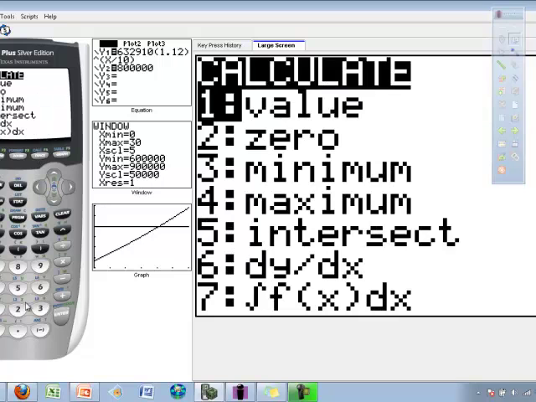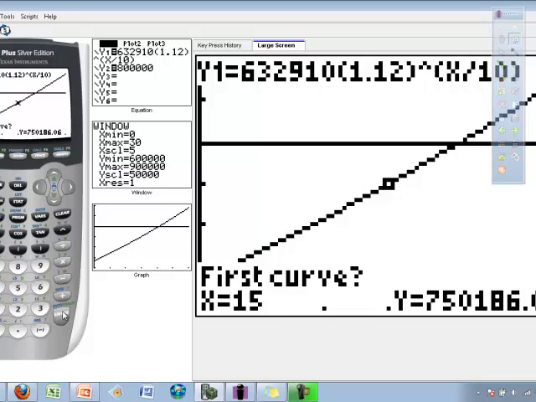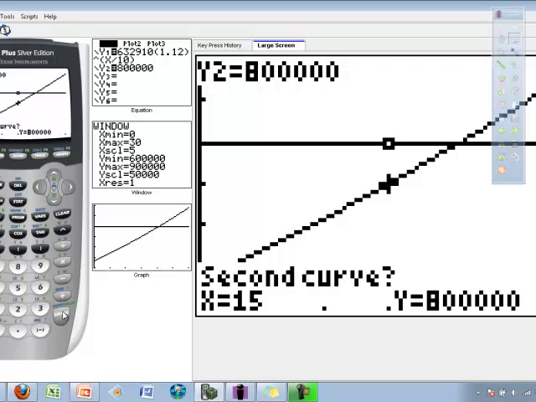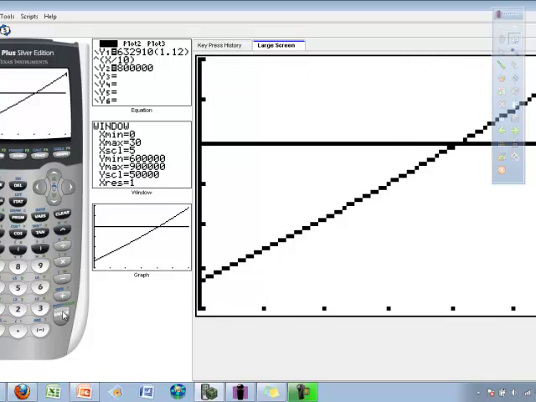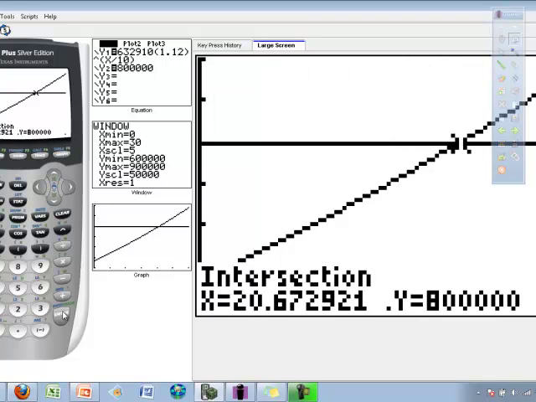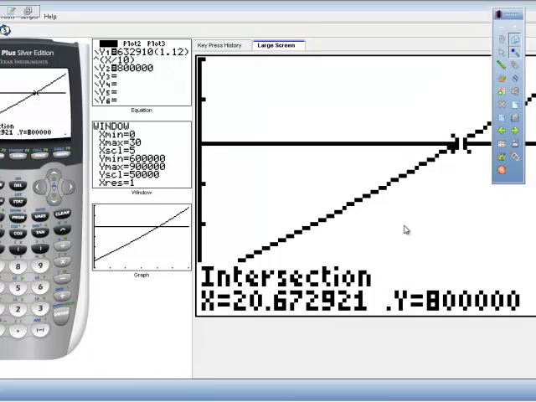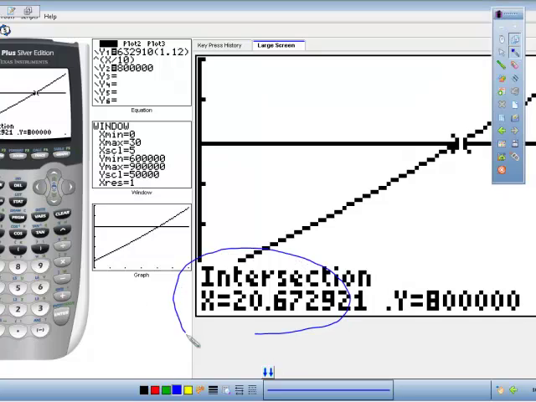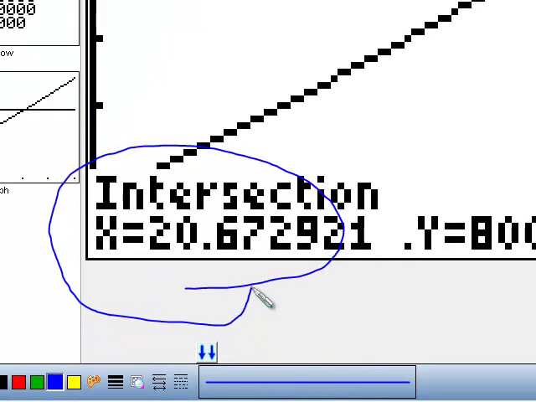So second trace, intersect, enter on our first exponential curve, enter on our second population value, and you can put in a guess, or you can hit enter, and we find our value is about 20.7 years or so. So this is the value I care about right here. This tells me that in approximately 20.7 years, or about 21 years if you want to go to the nearest whole year, our population is going to reach about 800,000.